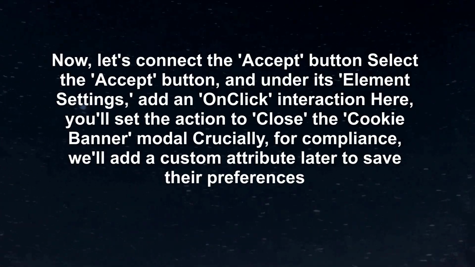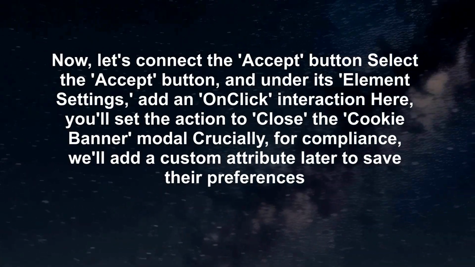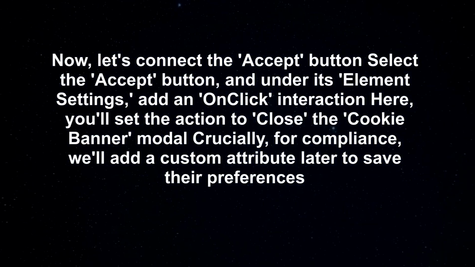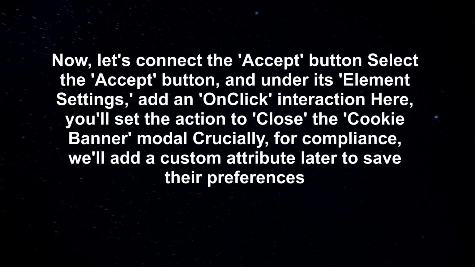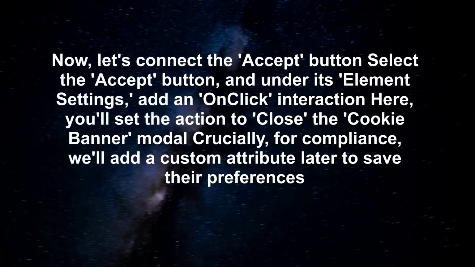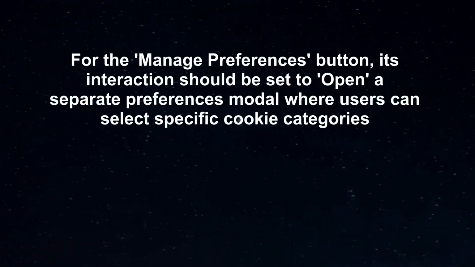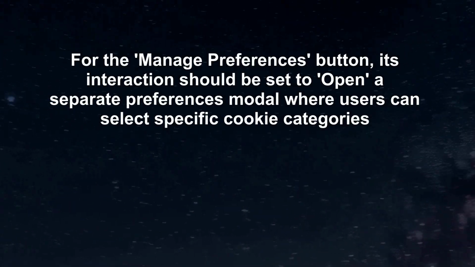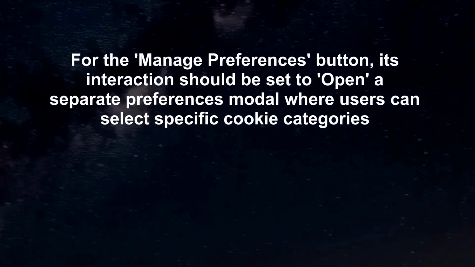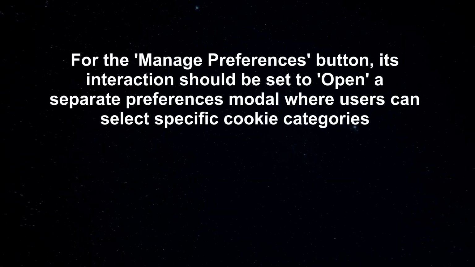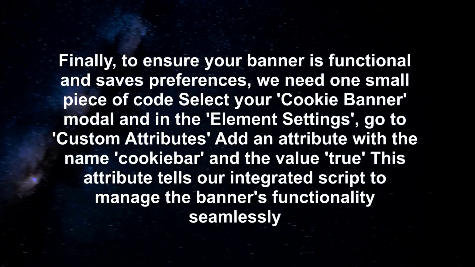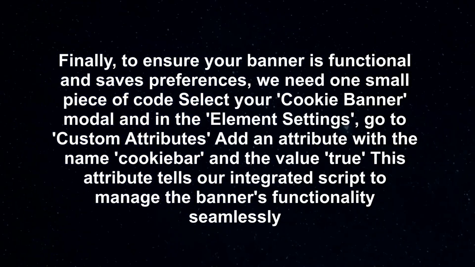Select the Accept button, and under its element settings, add an on-click interaction here. You'll set the action to close the Cookie Banner modal. Crucially, for compliance, we'll add a custom attribute later to save their preferences. For the Manage Preferences button, its interaction should be set to Open a separate Preferences modal, where users can select specific cookie categories. Finally, to ensure your banner is functional and saves preferences, we need one small piece of code.